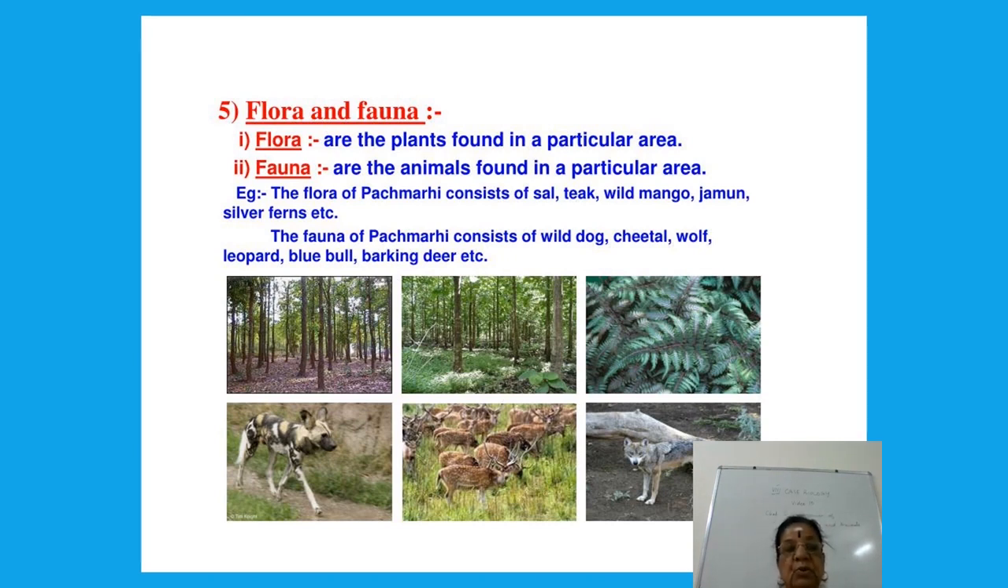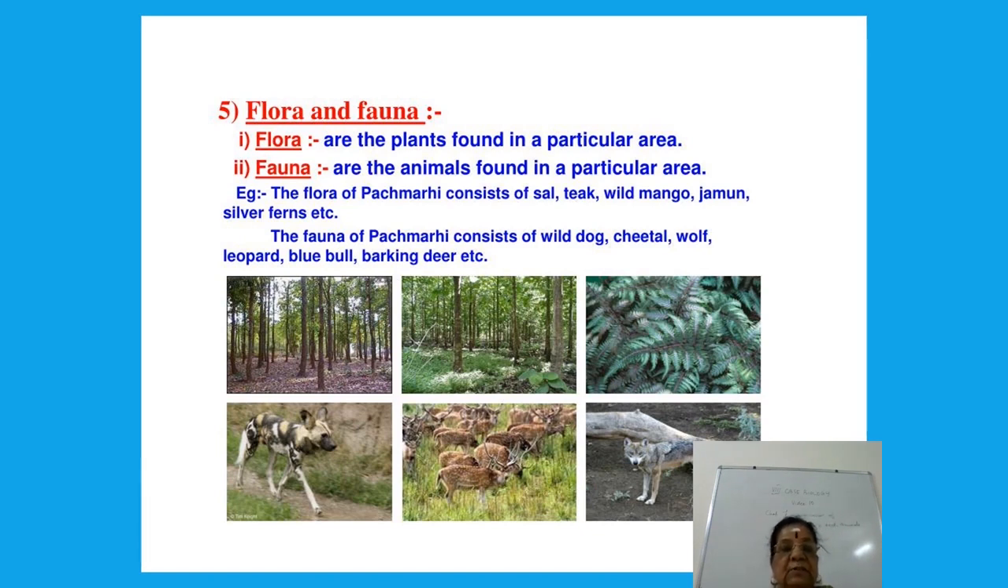Flora are the plants found in a particular area, and fauna are the animals found in a particular area. Flora means plants, fauna means animals. Remember that. So the flora of Pachmarhi consists of sal, teak, wild mango, jamun, silver fern. This is silver fern. This is sal, this is teak, and I will show the wild mango in the next picture.